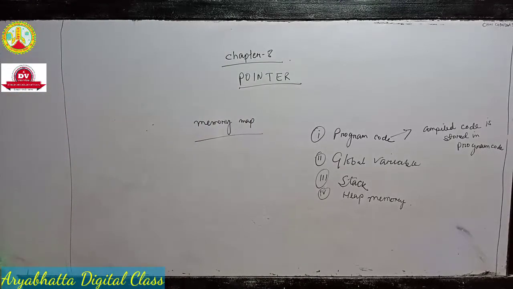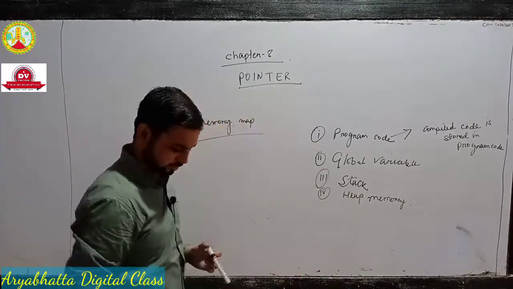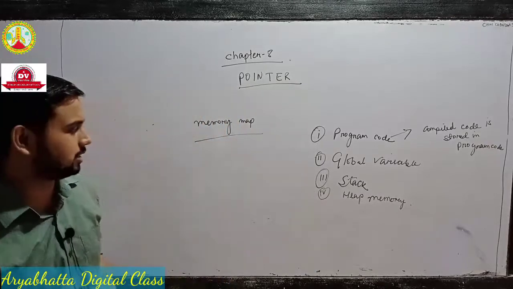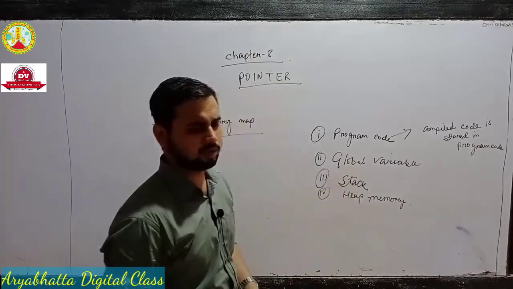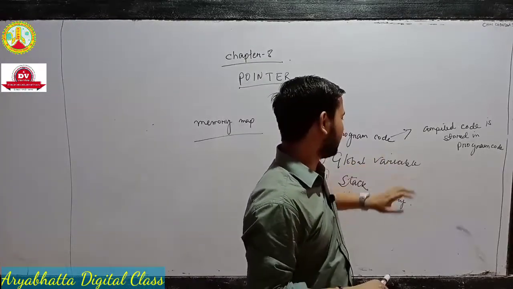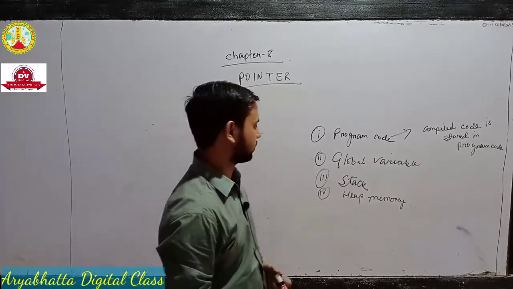And in the global variable section, what do we store? We store the global variables. And what is a global variable? I already told you the difference between global variable and local variable. A global variable is one which is defined outside the main function. And a local variable is one which is defined inside the main function, right? In the global variable region, we store the global variables, right?